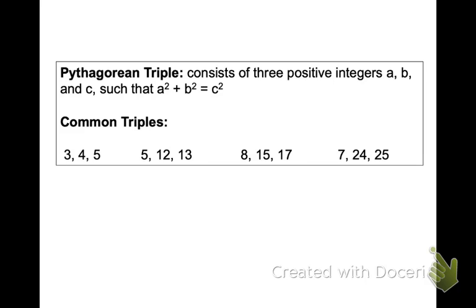So, common ones. 3, 4, 5. That one's pretty easy to remember because it's 3, 4, 5. So if anything, try to remember 3, 4, 5. Another family is 5, 12, 13. 8, 15, 17. 7, 24, and 25. And that's not all of them. There's more. Those are just the common ones. And you can make any combination of them.